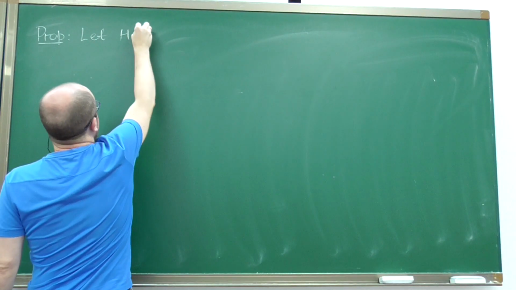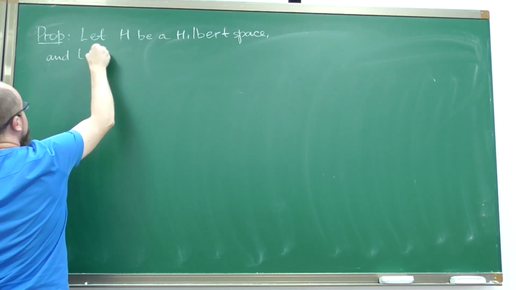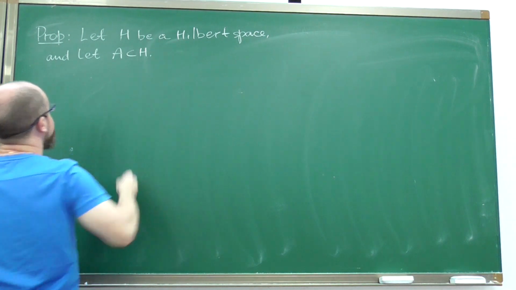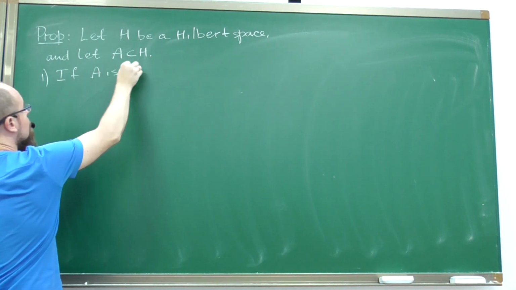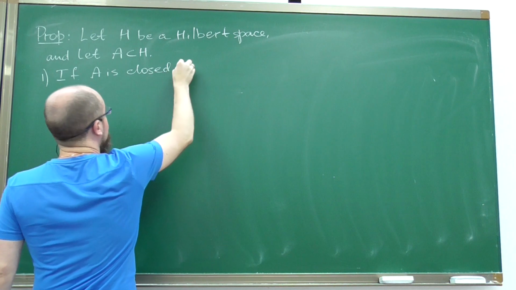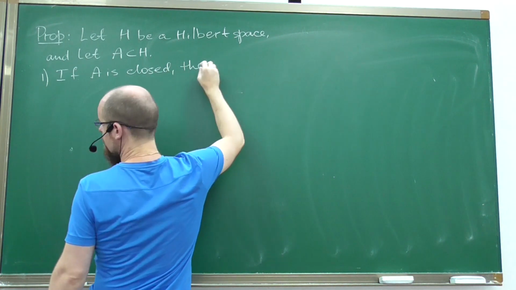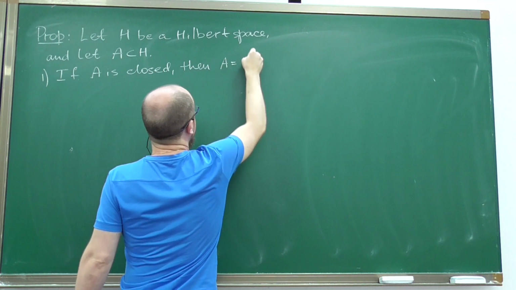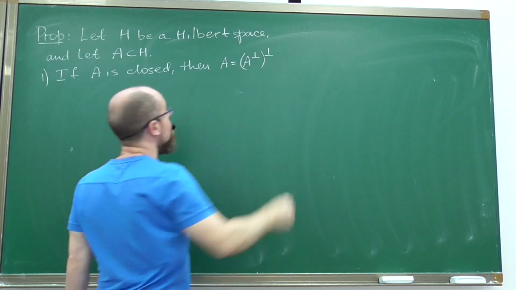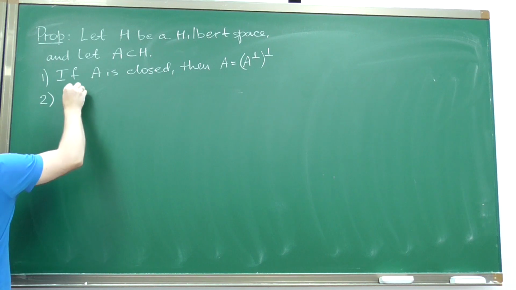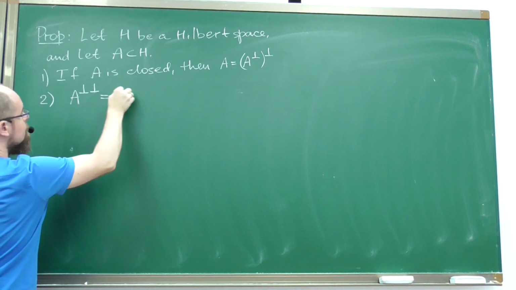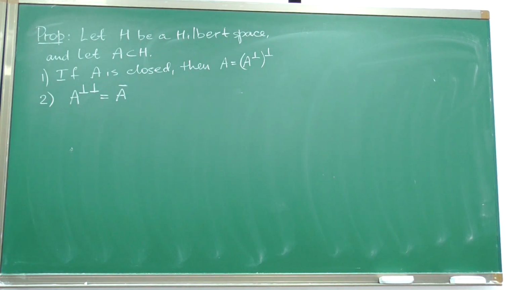Let H be a Hilbert space and let A be a subset. Then, first, if A is closed, then A equals its double complement. In general, a double complement equals the closure of A. And the final property: a subset is dense in this space if and only if its orthogonal complement is 0.